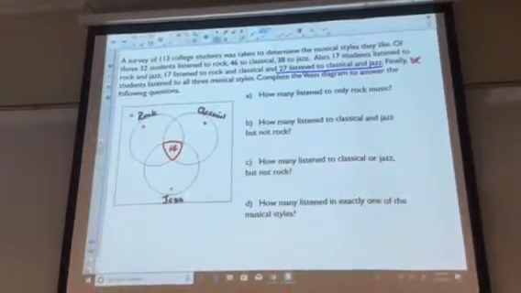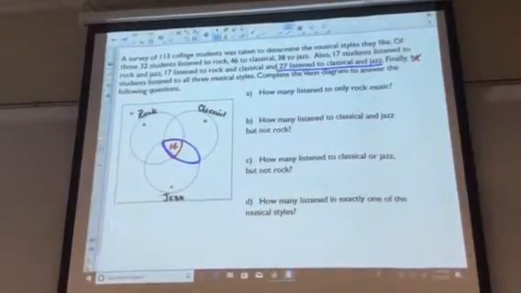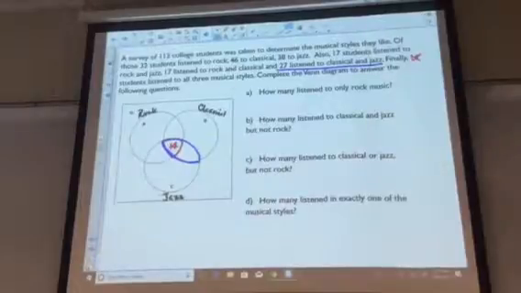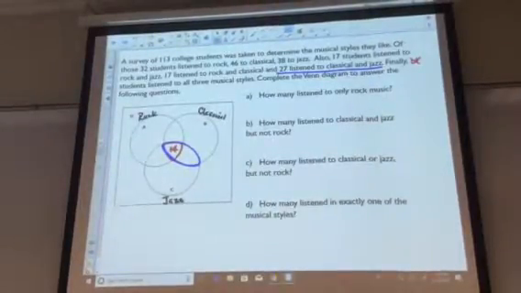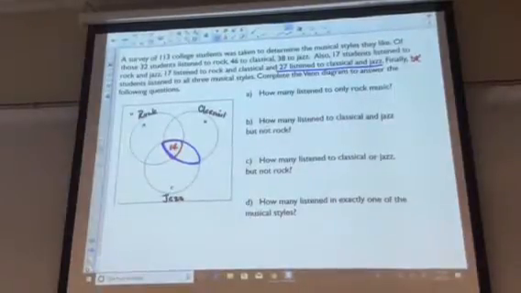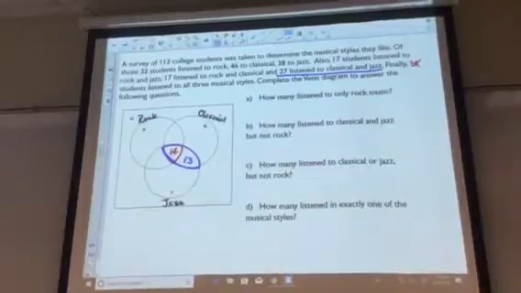Classical and jazz. This piece right here. Total people, 27. Pieces, 14 and 13. Does that account for all 27 people? Yes. Absolutely. You're on a roll.